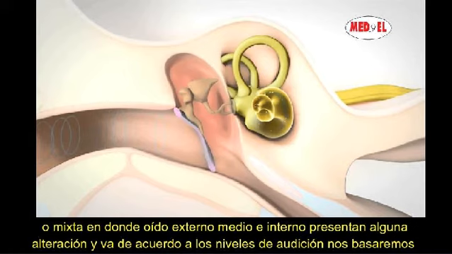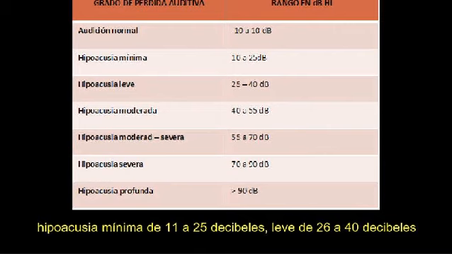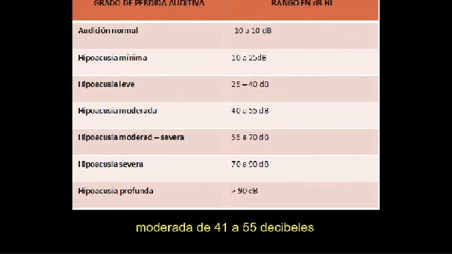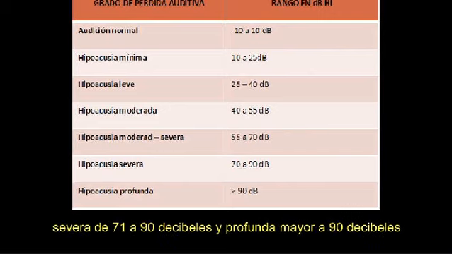And according to the hearing levels, we will be based on the classification, which divides them into normal hearing of less than 10 to 10 decibels, minimal hearing loss of 11 to 25 decibels, mild of 26 to 40 decibels, moderate of 41 to 55 decibels, moderately severe of 56 to 70 decibels, severe of 71 to 90 decibels, and profound greater than 90 decibels.